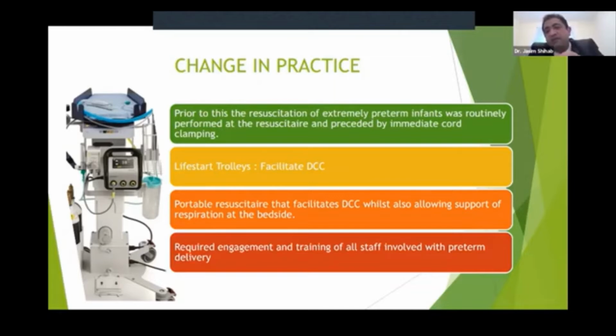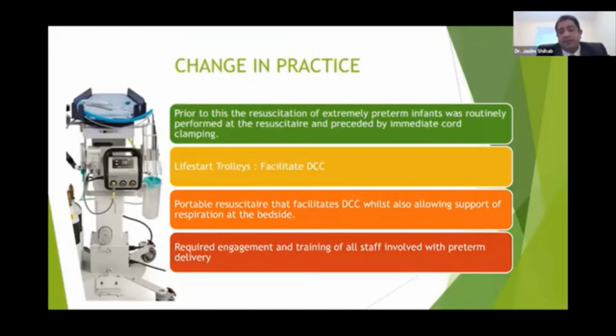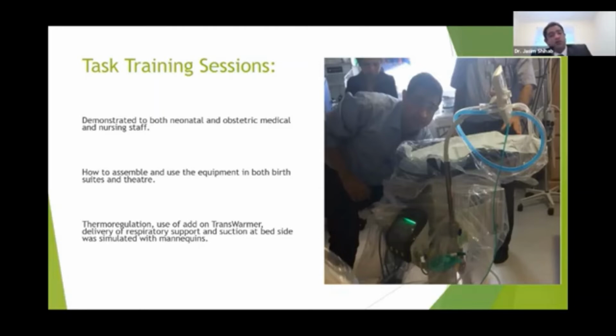Now, this required engagement and training of all staff involved. And in the UK, we have to have at least 85% staff trained before we can embark on any new practice. So how do we go about it? We did multiple things. So first thing we did was we had a guideline created. And based on the guideline, we started off with teaching how to use the LifeStart. So we had task training sessions.